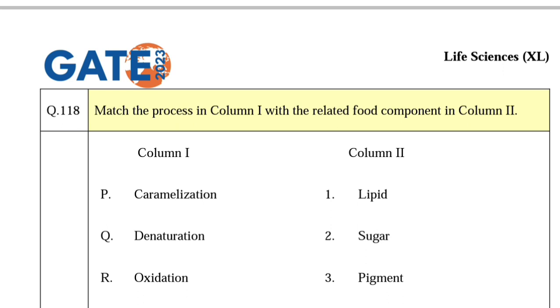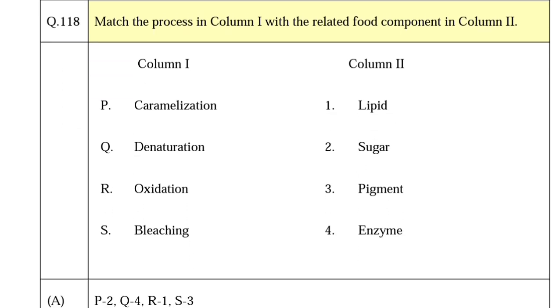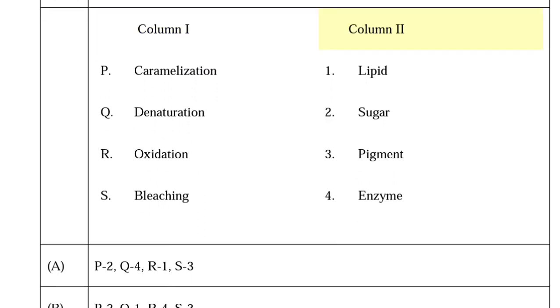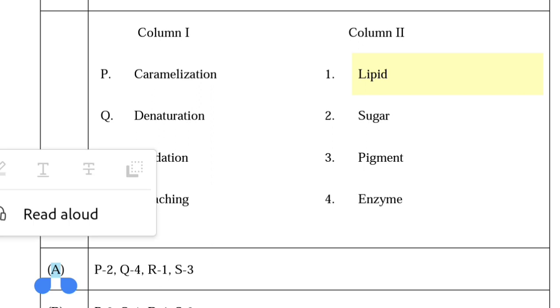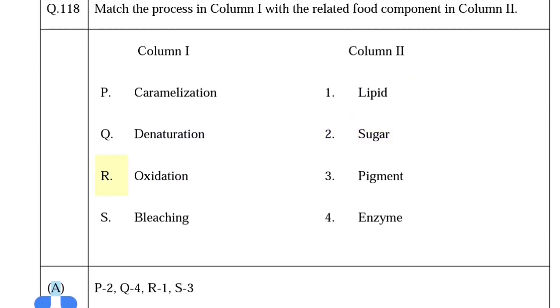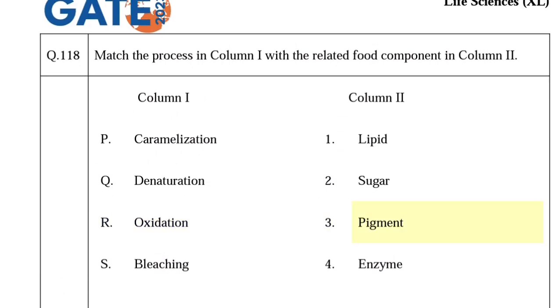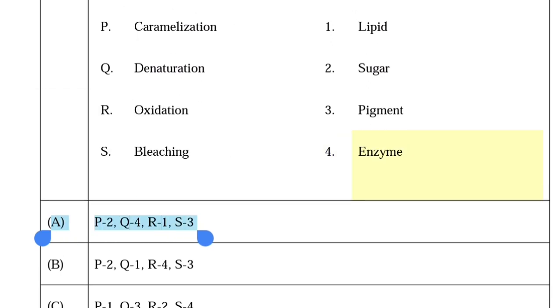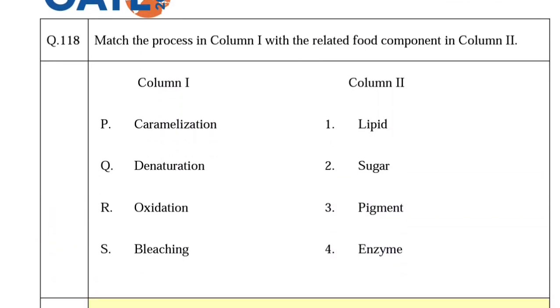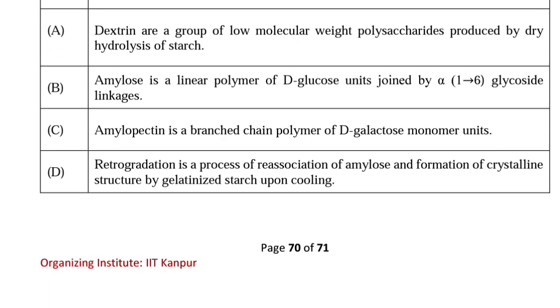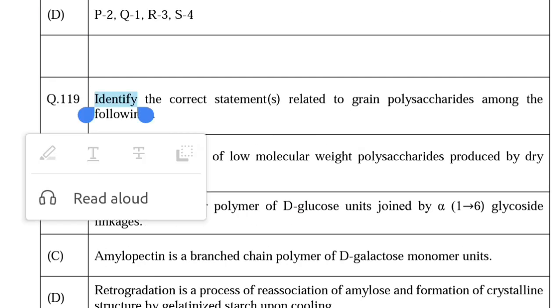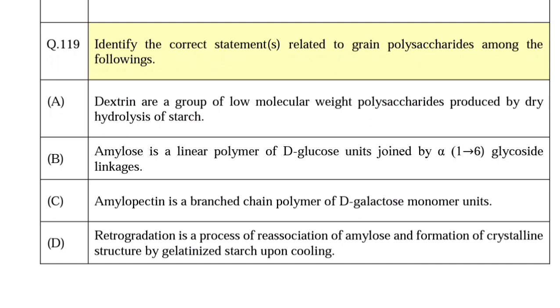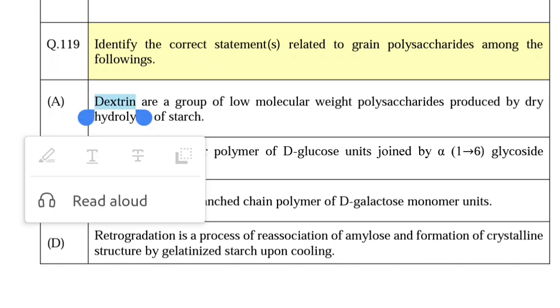Match the process in column I with the related food component in column 2. Column I: P. Caramelization, Q. Denaturation, R. Oxidation, S. Bleaching. Column 2: 1. Lipid, 2. Sugar, 3. Pigment, 4. Enzyme. A. P-2, Q-4, R-1, S-3. B. P-2.